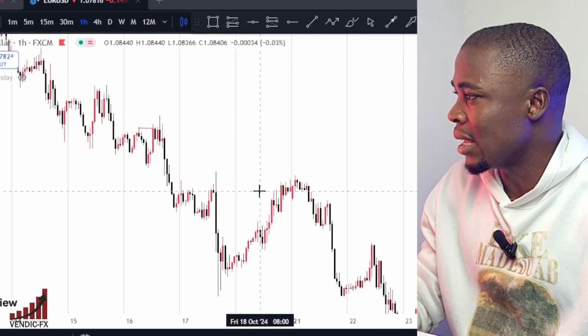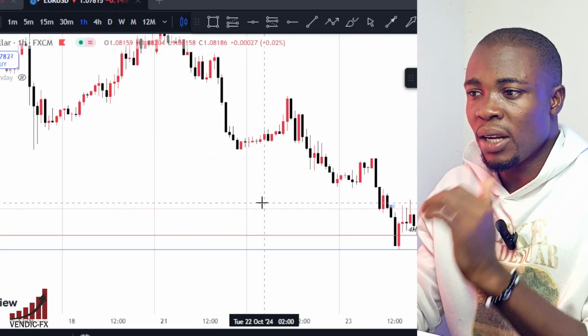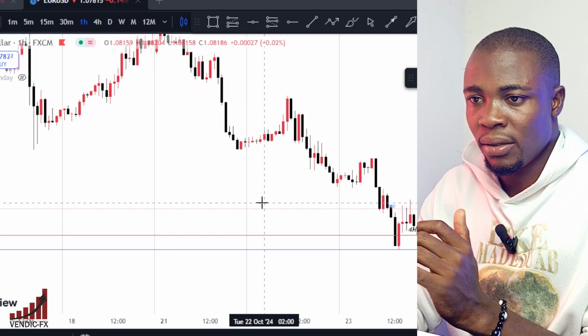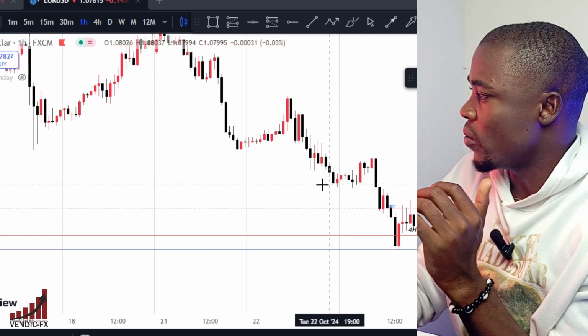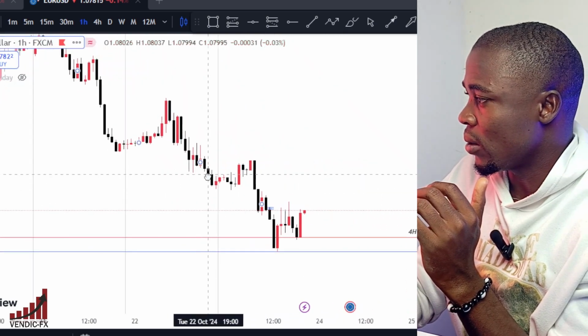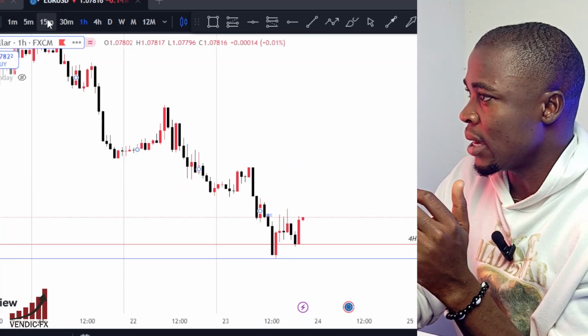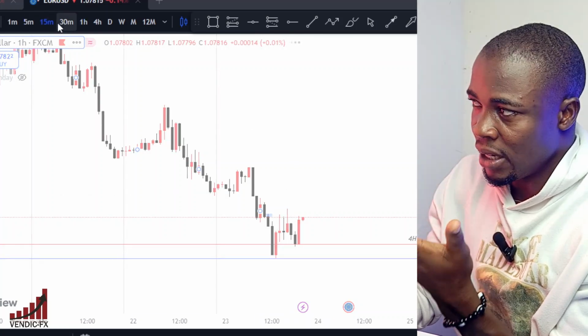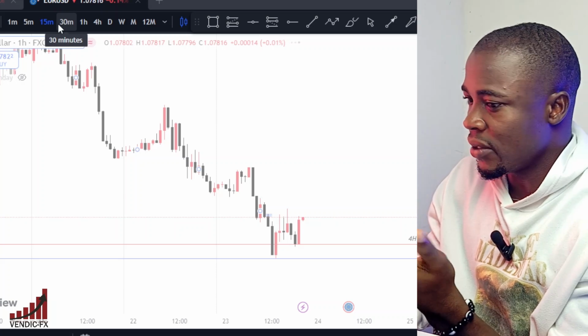Okay, you can use anything. We are using a 1 hour for our trend identification. After we've identified the trend, the next thing we need to do is to step down, probably to a 15 minutes. So step down to 15 minutes.